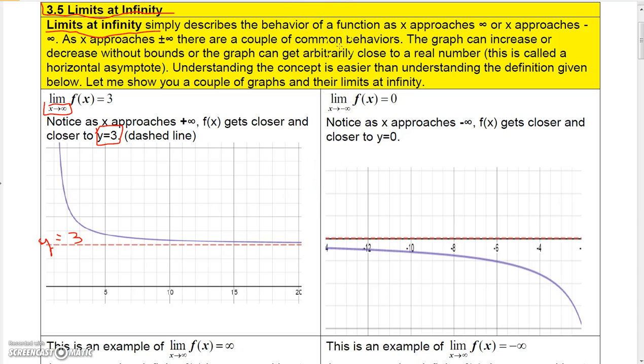Now, if you look at this function as x approaches negative infinity, in other words, as we go this way, notice that this graph gets closer and closer and closer to the x-axis. And this is the x-axis, which is the line y equals 0. So basically, that's a couple of things that could happen as x approaches infinity or negative infinity.